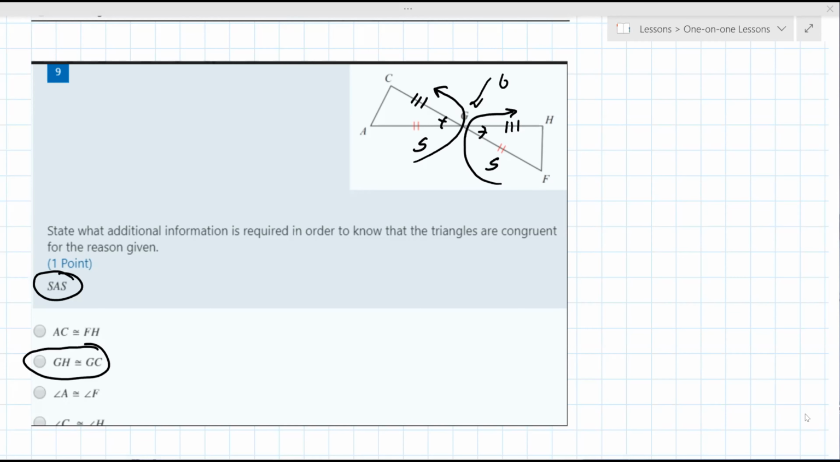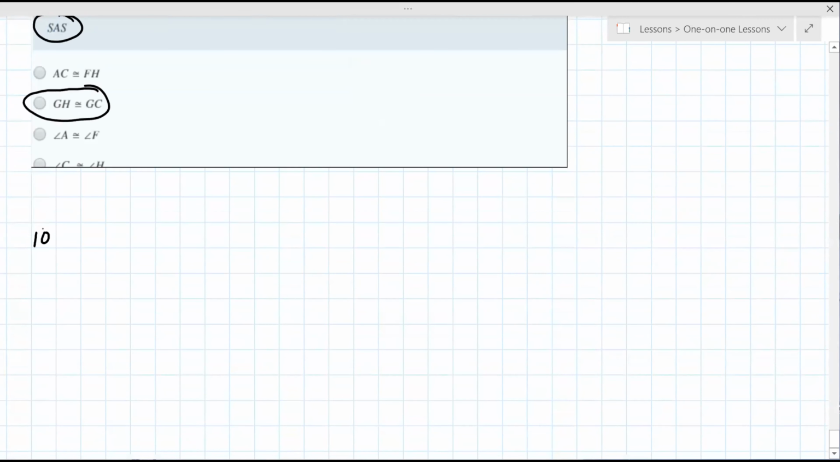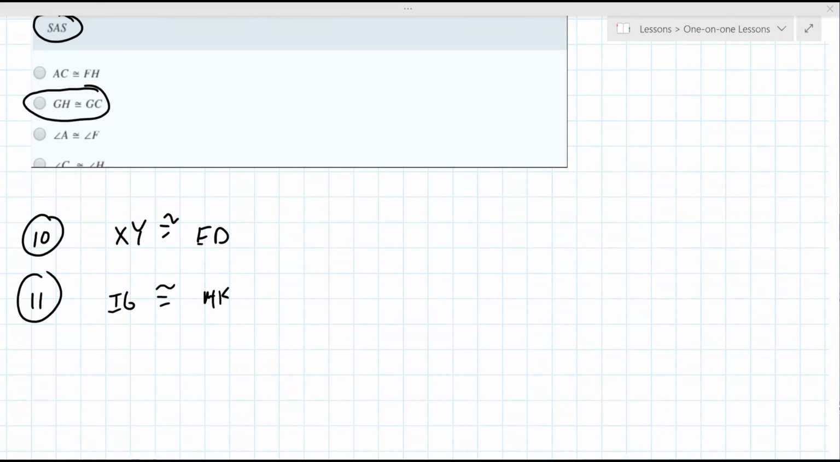IG equals MK. I'm just going to write down the correct answer for 10 before moving to 11. You said go ahead, and yes, 11 is IG congruent to MK. Yep. Okay. How about number 12?